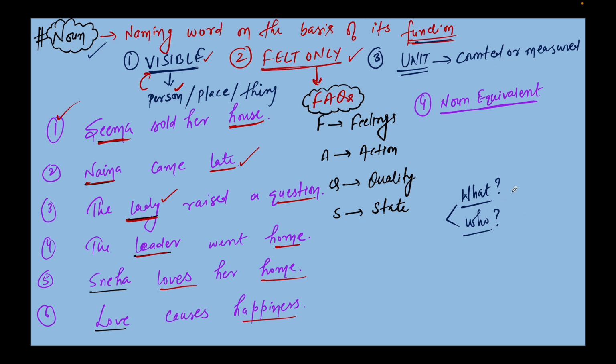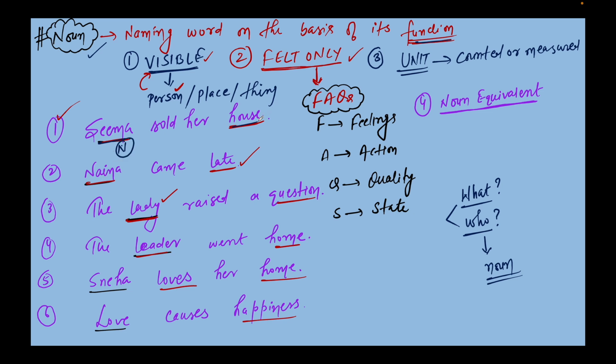Is it clear? I hope it is clear to you. In this sentence, Seema sold her house. So I am asking who? Who sold her house? Here, Seema sold. So if it is giving an answer of who, it means this Seema will be known as a noun. Is it clear or not?